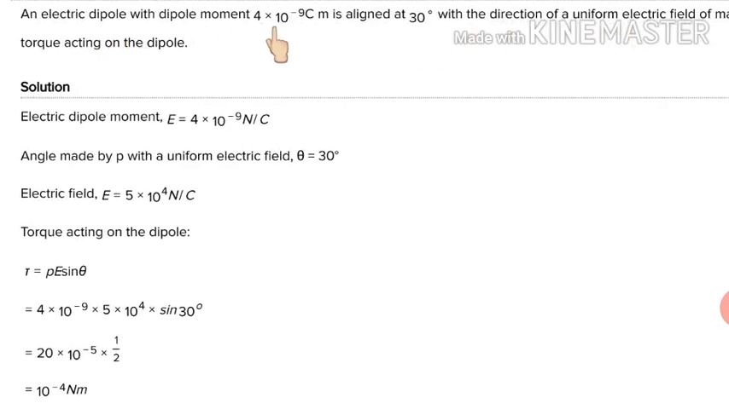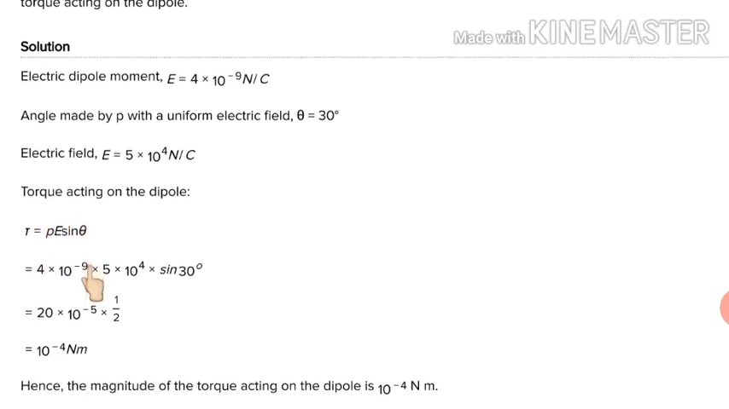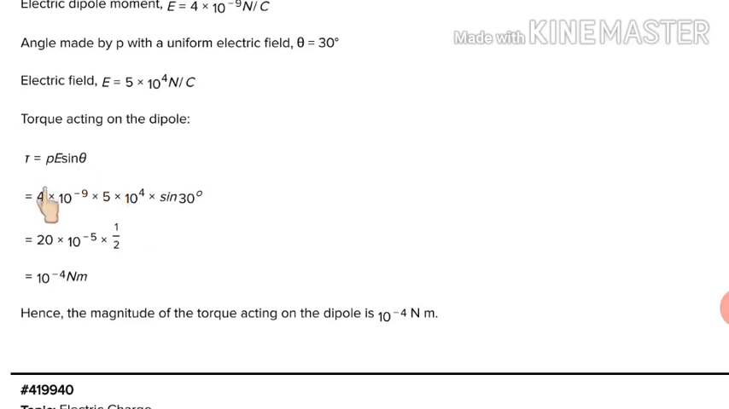So basically P is given to us, theta is given to us, and E is given to us, and we are supposed to calculate the torque. It is very easy because we know that torque is equal to PE sin theta. Simply we have to substitute the values. P is 4 into 10 to the power minus 9, E is 5 into 10 to the power 4, and sin 30 degrees is half. When we simplify, the value of torque will be 10 to the power minus 4 Newton meter.